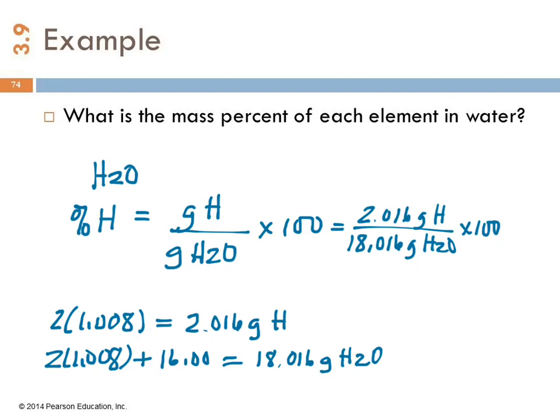What unit does a percentage have? You could say it has no unit, or you could say it has the percent sign, right? But you see how this is grams over grams? Those are going to cancel out, basically. So a percentage is not going to have a unit like gram or kilogram or liter or anything like that. 2.016 divided by 18.016 times 100 gives us the percent.